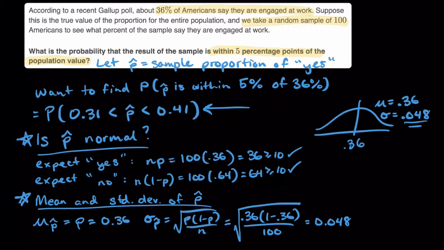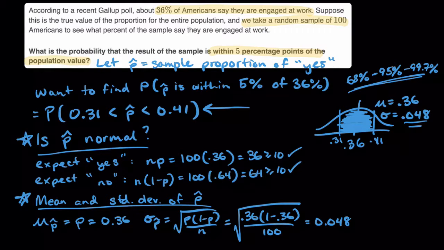So I'm just going to estimate here. 31% is a little more than 1 standard deviation below the mean. And it's symmetric here. 41% is about 1 standard deviation above the mean. And we want to find the probability that the sample proportion is within 5 percentage points. So we're looking for this shaded area right here. And based on the 68, 95, 99.7 rule, this rule is really good for getting us estimates in problems like these.